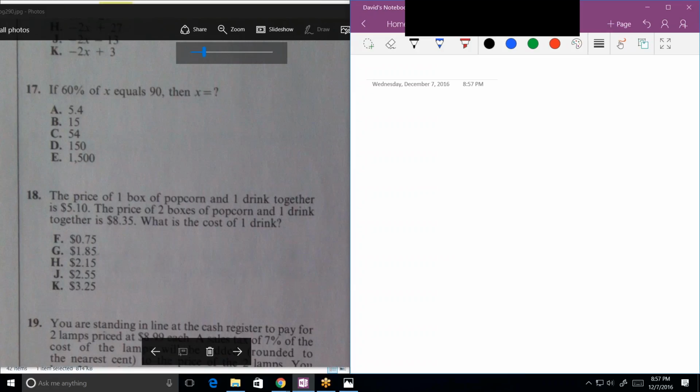60% of x equals 90. X equals... You can do this two ways. You can set up an equation and solve, or you can look at your answers. There's only one answer there that makes any sense whatsoever. What is it? 54. Is 60% of 54 90?